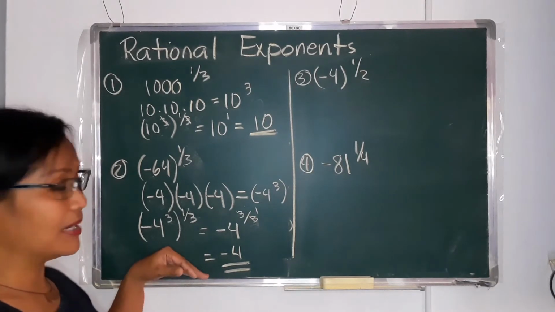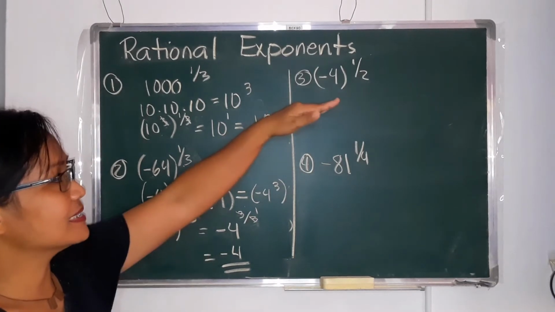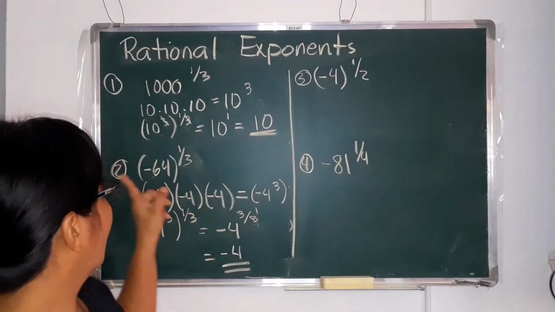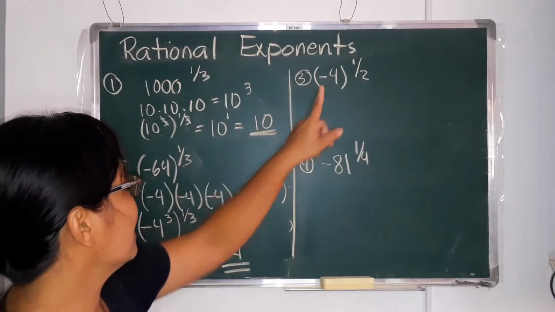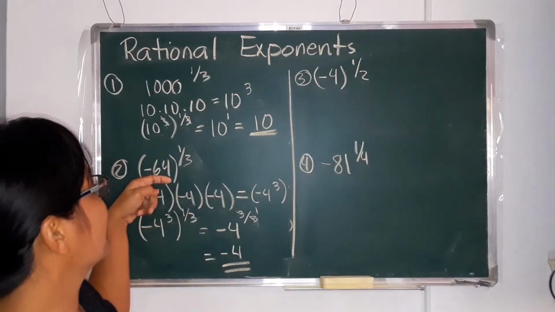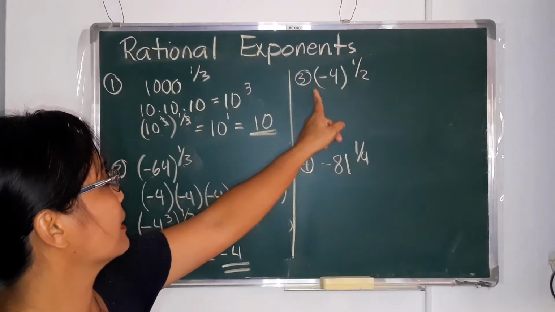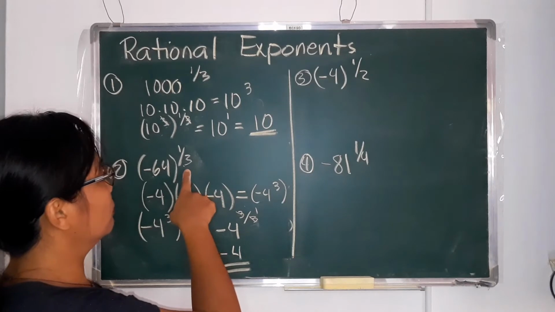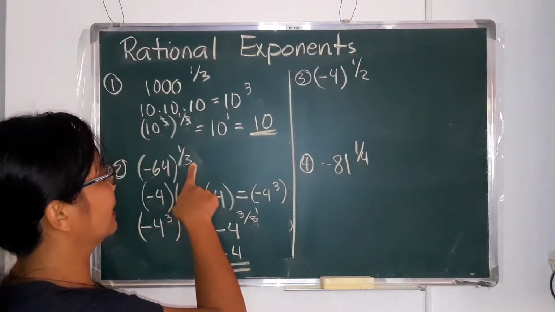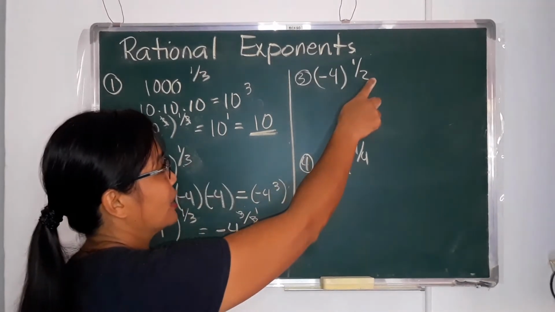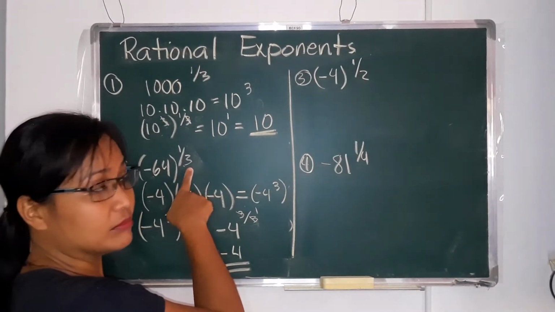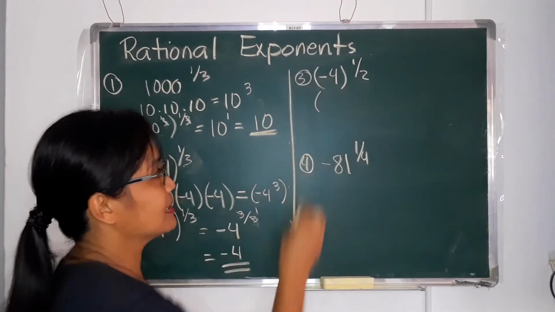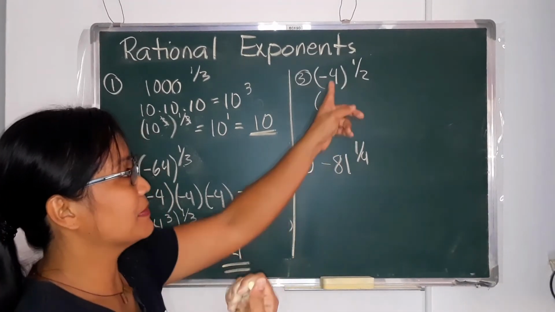So, may sagot pa rin tayo. Next, number 3. I-try natin ang number 3. So, ang number 2 at number 3, pareho silang may negative sign ang base at may close and open parentheses. Okay. So, pero ito, ang denominator ng exponent na fraction ay 3. Dito ay 2. So, ang 3 is odd number, ang 2 ay even number. So, tingnan natin ang pagkakaiba. So, mag-isip ng number na pag i-multiply natin ay lalabas ito.